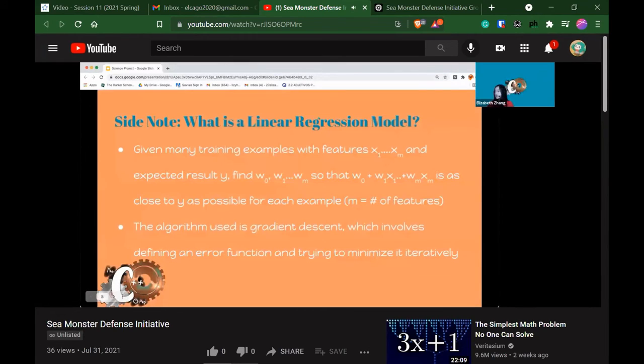Side note, what is a linear regression model? Given many training examples with features x1 to xm and expected result y, find w0 to wm so that w0 plus w1 times x1 all the way to wm times xm is as close to y as possible for each example. The algorithm used is gradient descent, which involves defining an error function and trying to minimize it iteratively.